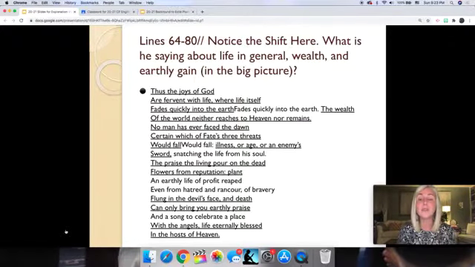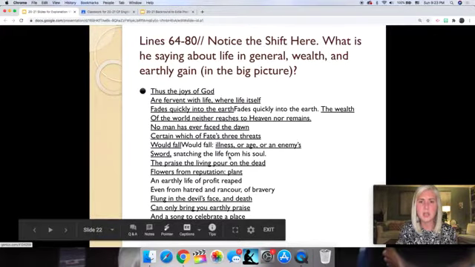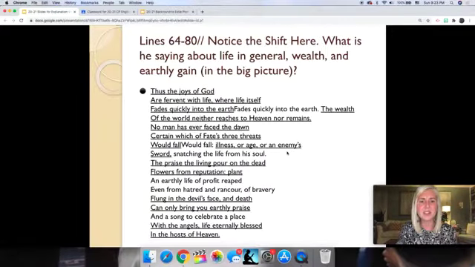No man has ever faced the dawn certain which of fate's 3 threats would fall. Some weird typos here. Illness or age or an enemy's sword, snatching the life from his soul. The praise the living pour on the dead flowers from reputation, plant an earthly life of profit reaped even from hatred and rancor, of bravery flung in the devil's face, and death can only bring you earthly praise and a song to celebrate a place with the angels, life eternally blessed in the hosts of heaven.